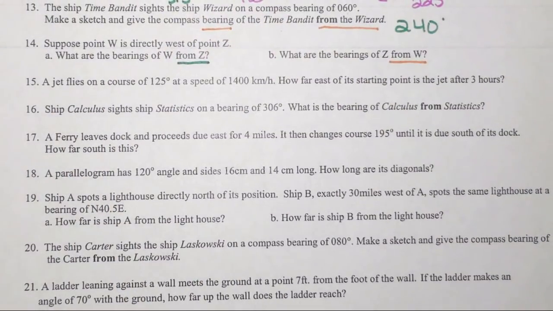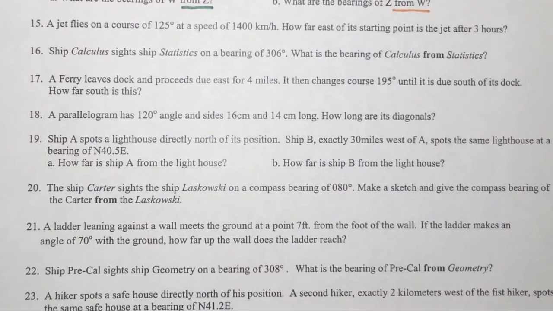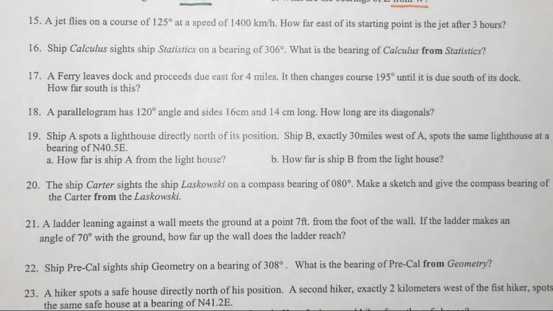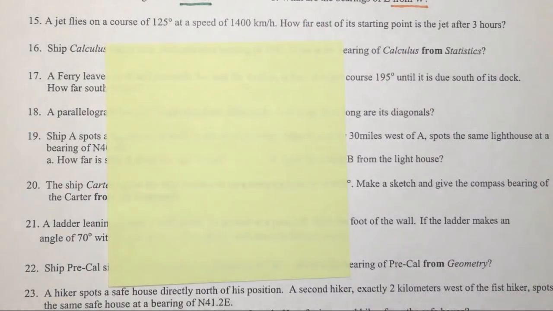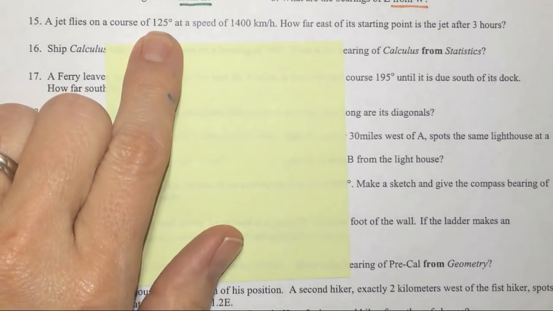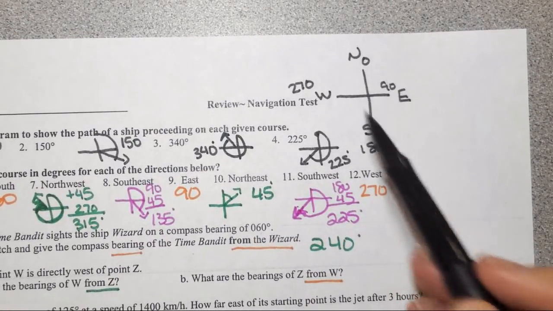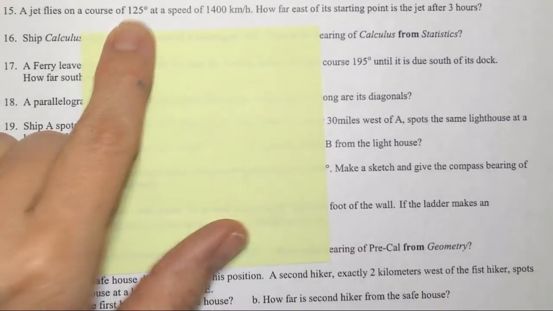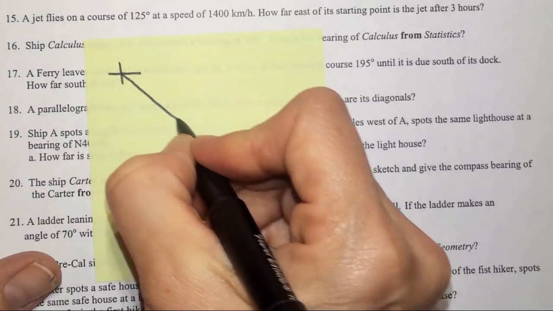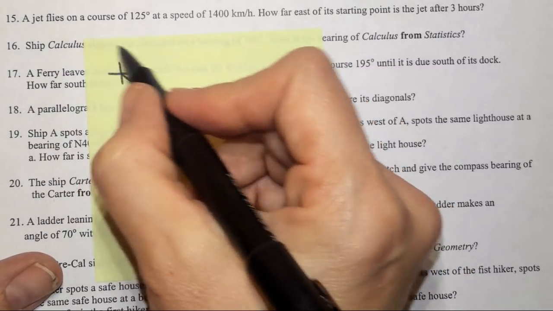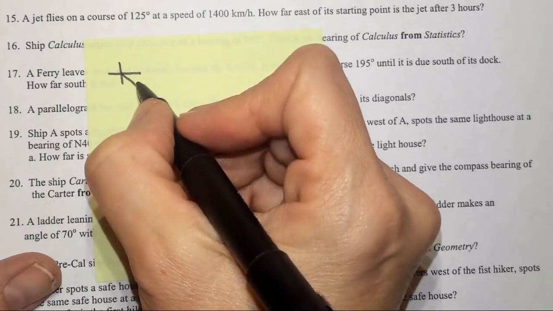All right, 15. We have a jet that flies on a course of 125 degrees at a speed of 1,400 kilometers per hour. How far east of the starting point is the jet after 3 hours? Okay, so let's go draw this picture. We've got a jet on a course of 125 degrees. So let's remember that 125 degrees is going to put me going down and to the right. I'm going to draw my compass, and I'm going to draw something going down and to the right. Now from the north, this whole thing is 125 degrees.